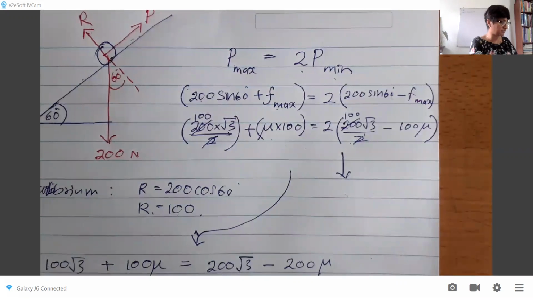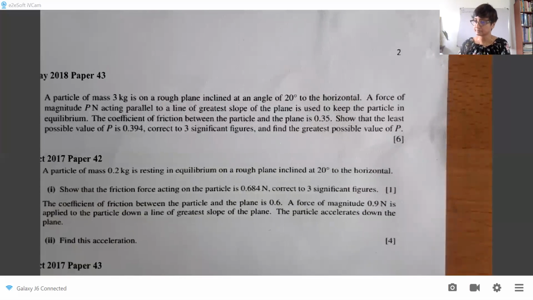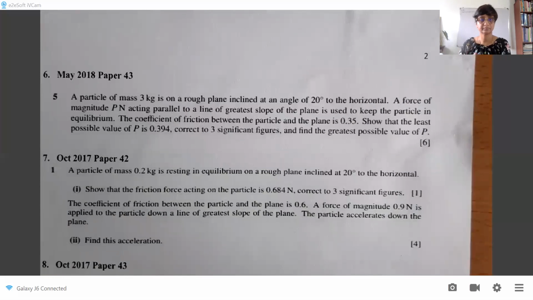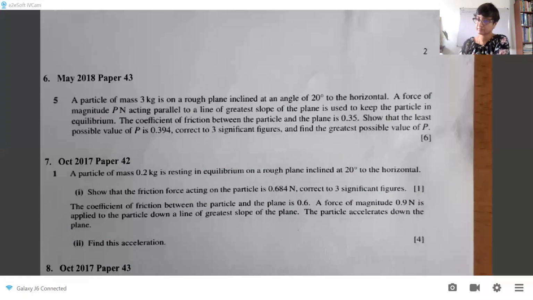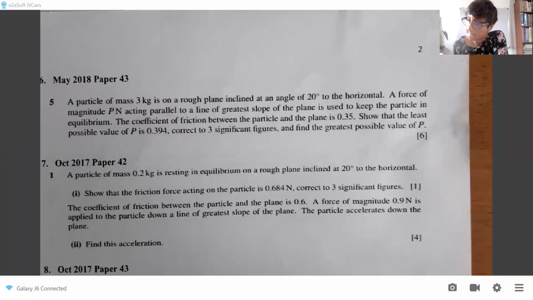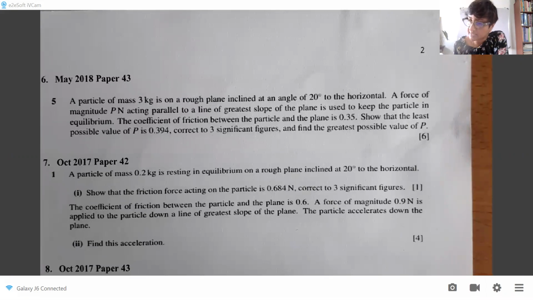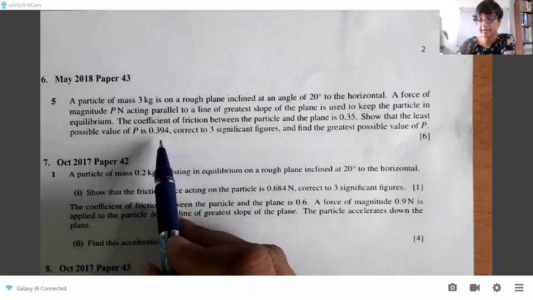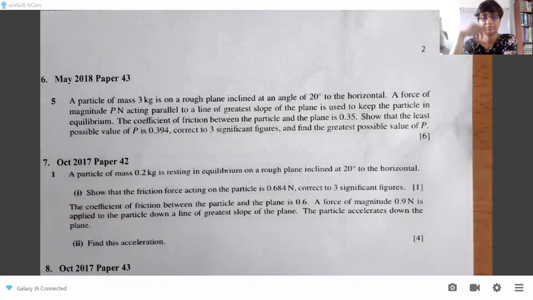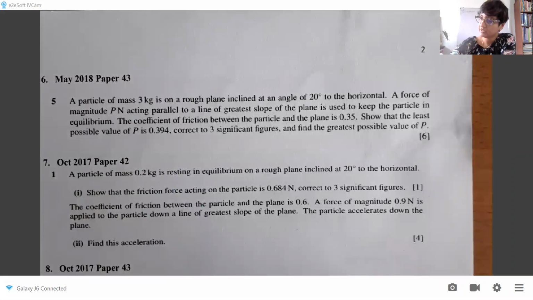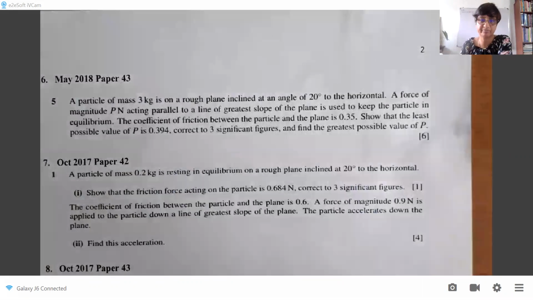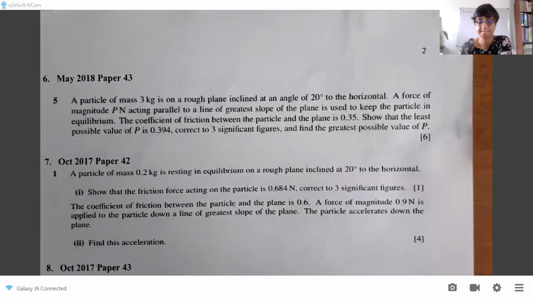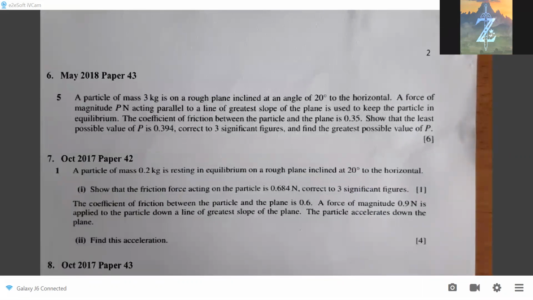Okay, so that's number 5. Then number 6. Show that the least possible value of P is this. So there is a show part. Did you get that in number 6? And then find the greatest possible value of P.